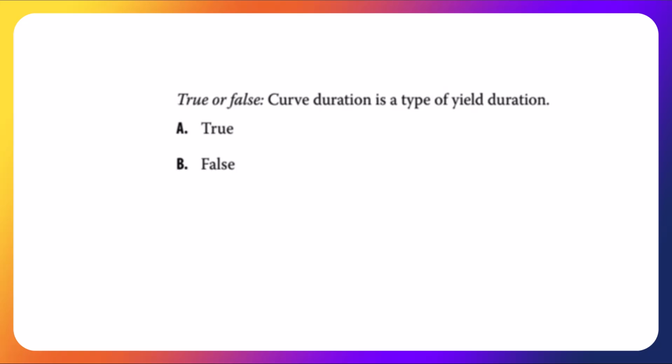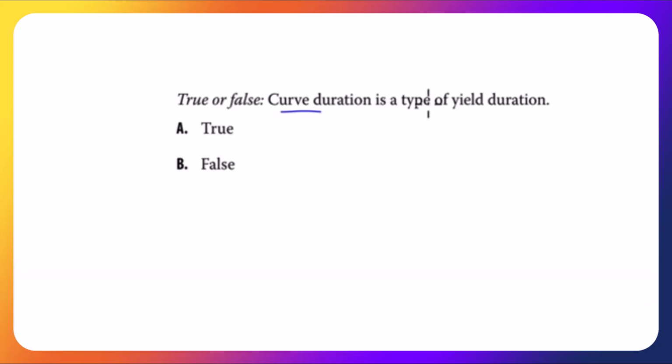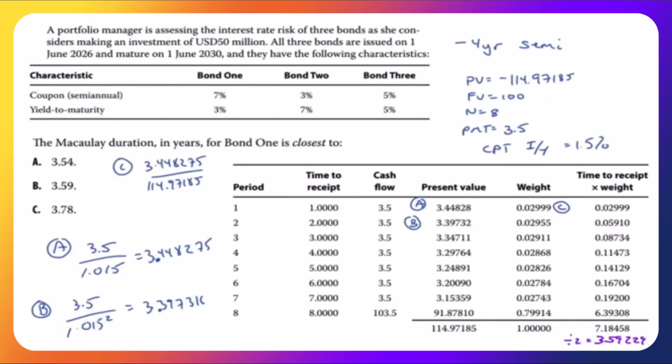True or false? Curve duration is a type of yield duration-based measures in a future reading. Kind of out of place here. It is not a type of yield duration. That is false. Okay, next three questions require you to do some spreadsheet calculating.